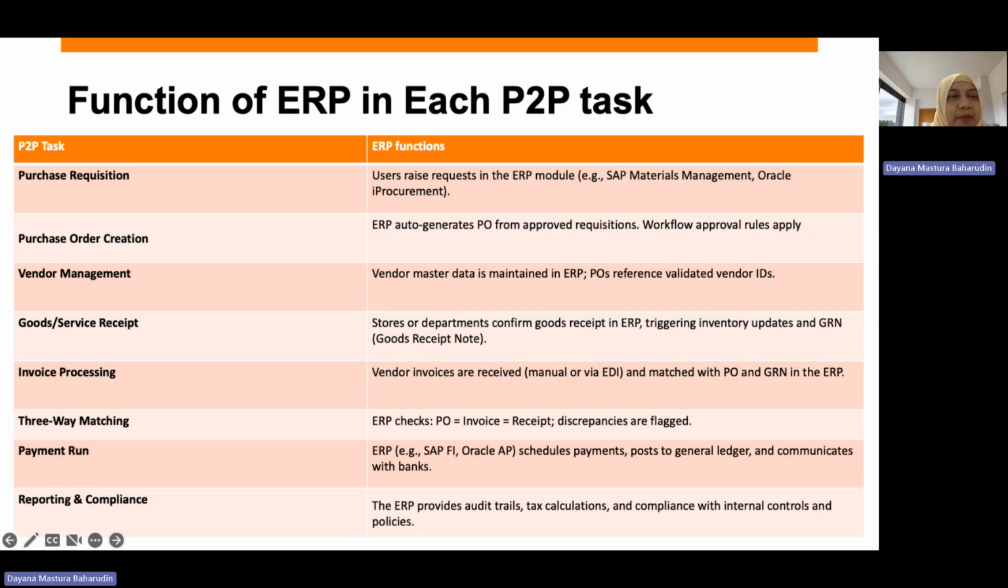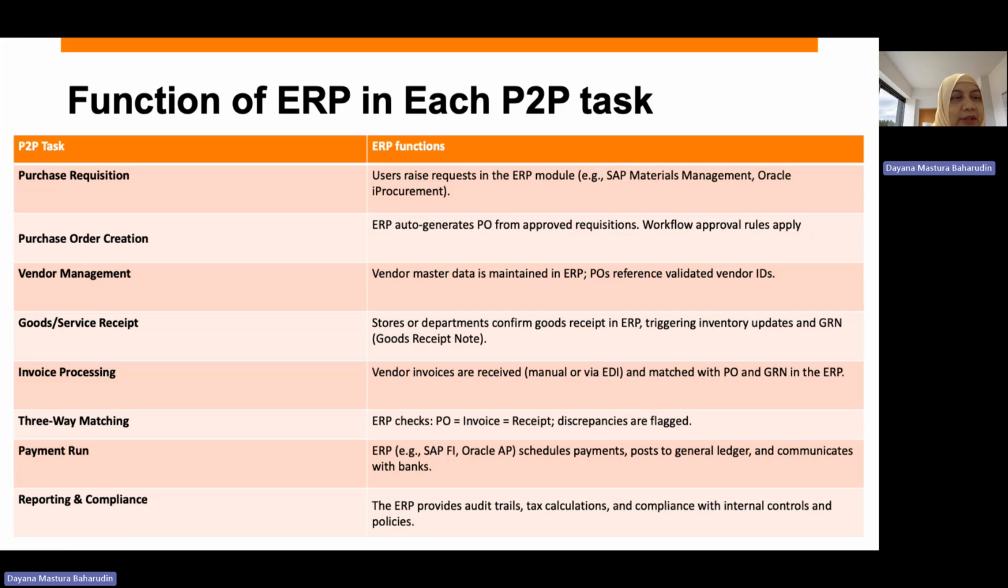And we have the next one, purchase order creation, where the ERP auto-generates purchase orders from approved requisitions, and workflow approval rules apply. Then we look at vendor management. Vendor master data is maintained in the ERP, and POs reference validated vendor IDs. This is impossible if you need to use a manual book to keep all the details of your vendors. So you probably need this vendor master data management.